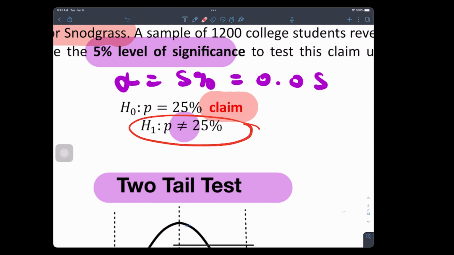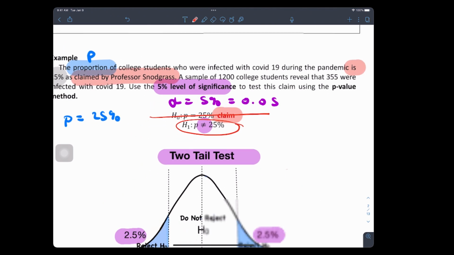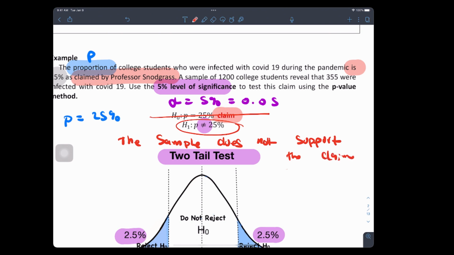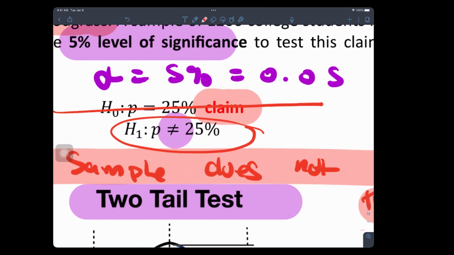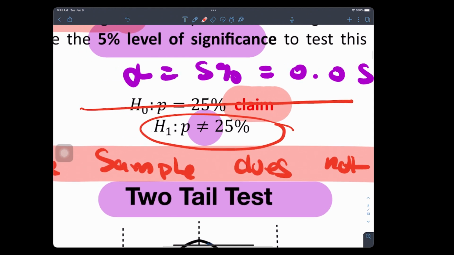What's your conclusion, though? Because if you're accepting the alternate, you're rejecting the null. It's out. So what is our formal conclusion now? This is what we want to know. What's our conclusion? The sample does not support the claim. Is that right? You say, why does the sample not support the claim? What did you throw out? You threw out the claim. In fact, it suggests that the proportion is not 25%.